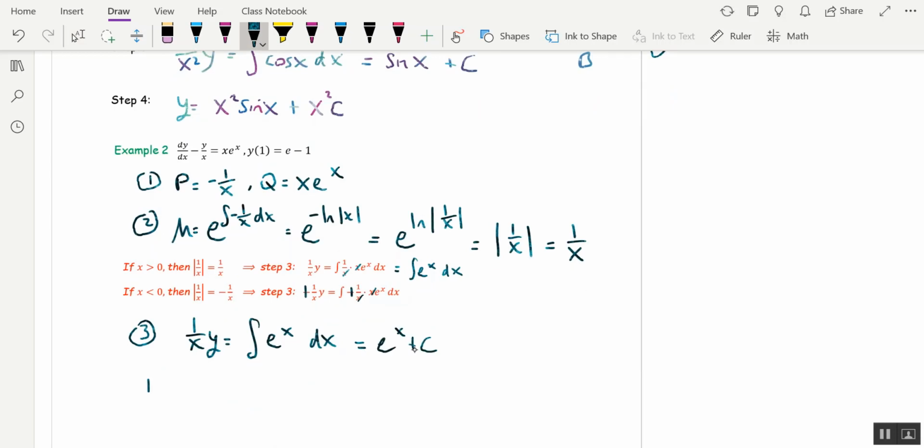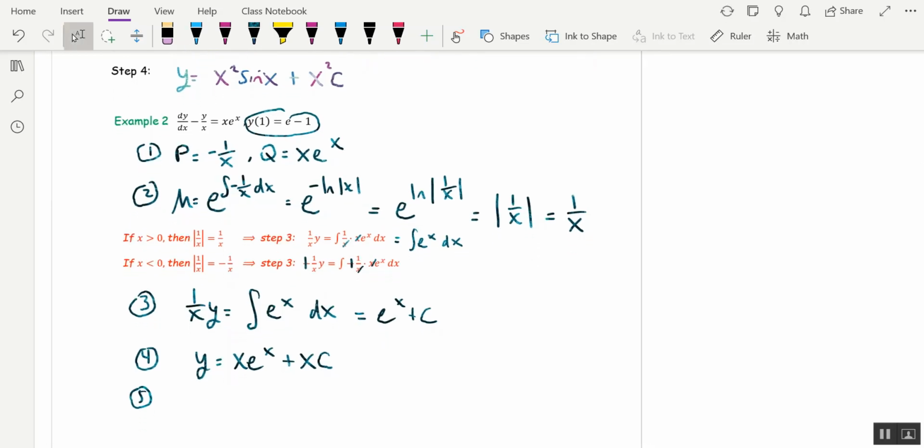And then step 4, multiply both sides by x. Y is x e to the x plus xc. You can't call that b, it's xc. And now in this case, there's going to be a step 5 because I have an initial condition. So step 5, y of 1 is e minus 1. So on the left, put in e minus 1. And on the right, everywhere you see an x, put a 1. So that gives me e plus c. So that tells me c is negative 1. And my final answer is y equals x e to the x minus x.